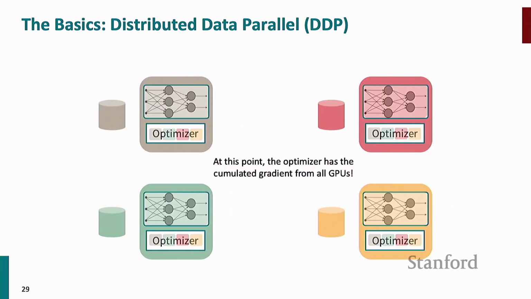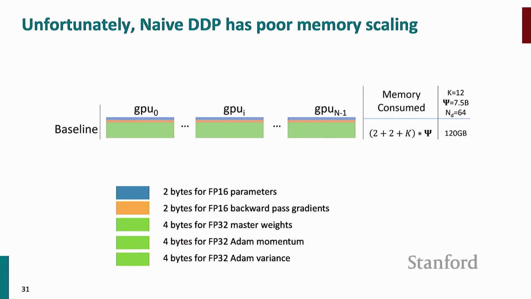And then once gradients have been communicated, by gathering on one worker and distributing the cumulative gradient, at that point every optimizer has the full gradient, and then the optimizer can update the model so that you maintain synchronization. Okay, so that's the basic setup. That's known as distributed data parallel. That's good, but it turns out that it has really poor memory scaling.